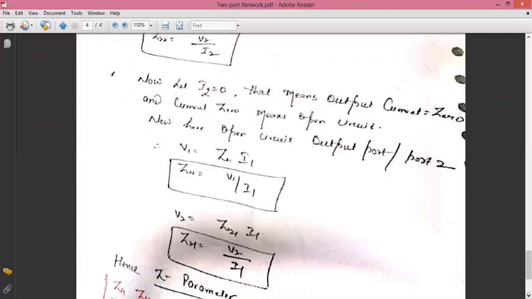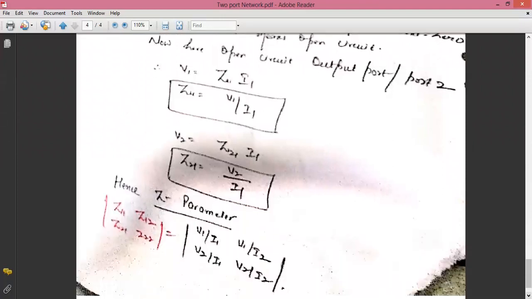Hence, you can say that your Z parameter comprises four things, that is Z11, Z12, Z21, Z22. Now, Z11 is equal to V1 upon I1, Z12 is equal to V1 upon I2, Z21 is equal to V2 upon I1, and Z22 is equal to V2 upon I2.